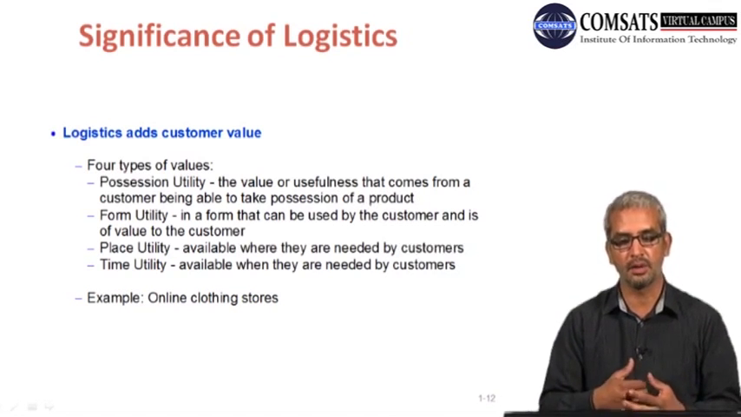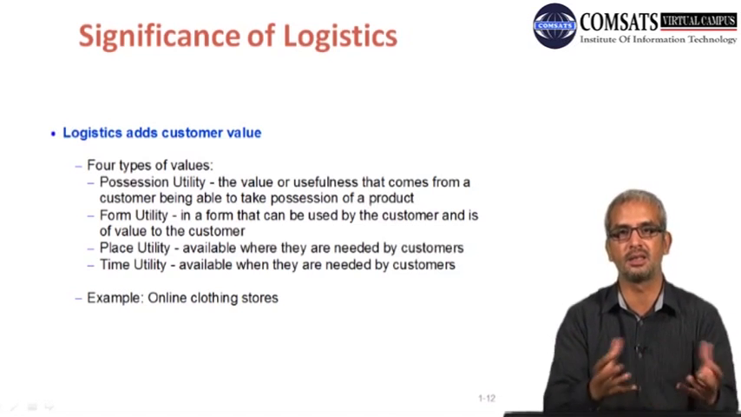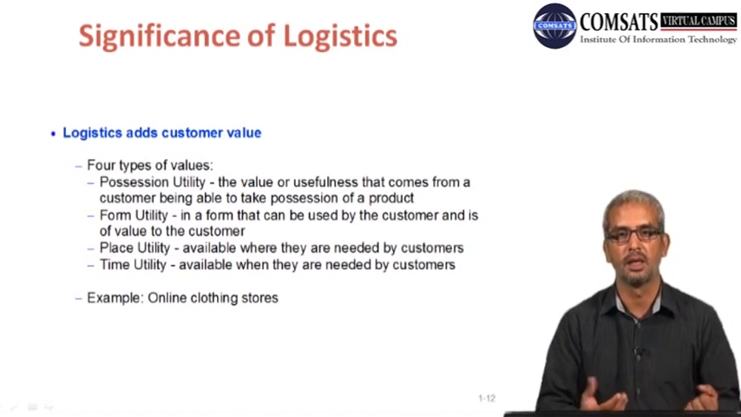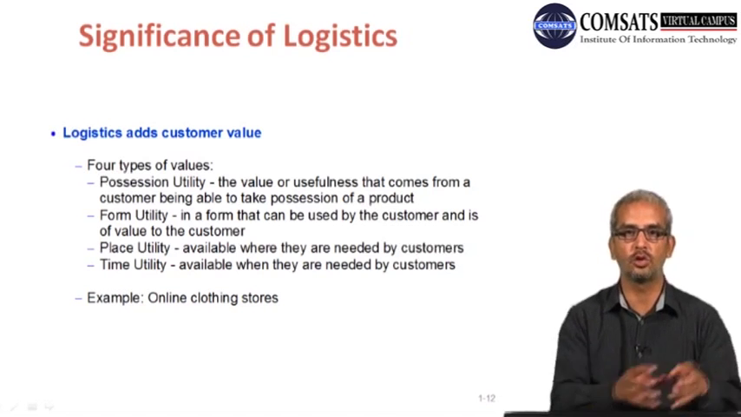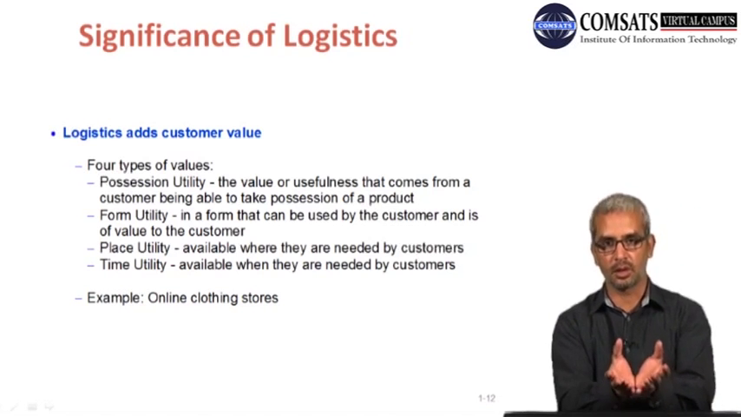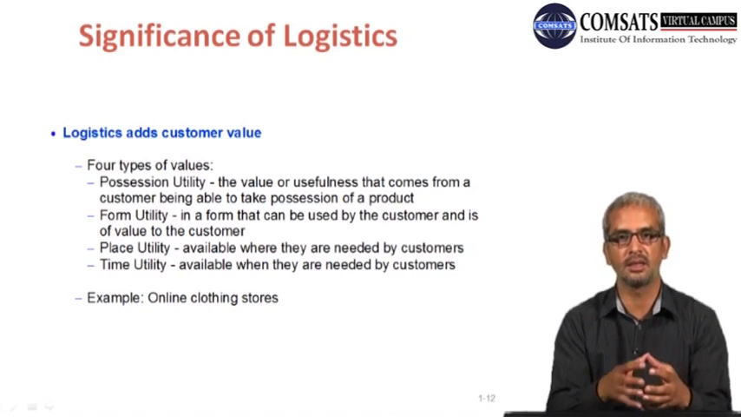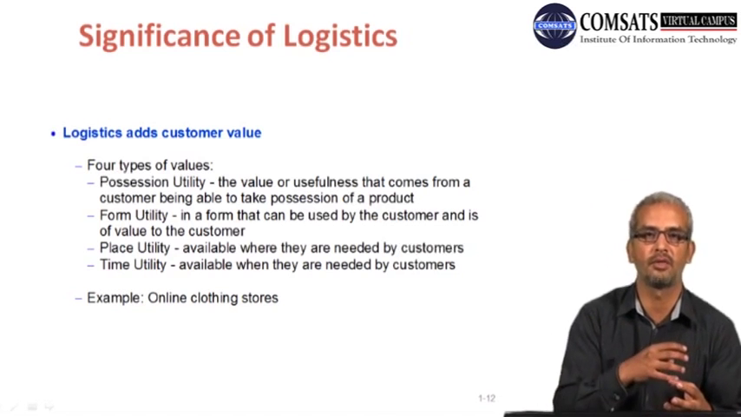Form utility that can be used by the customer and is of value to the customer. In which form? The shape of the product, the design of the product, the type of the product. That is form value. That goes towards production. Right? How they produce that product, how that product is in the hands of the customer, what is the type of that product. So that is form value, that is created by manufacturing.